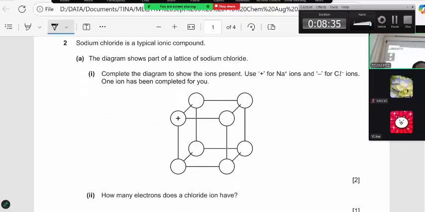Okay, let's look at this. Sodium chloride is a typical ionic compound. The diagram shows part of a lattice structure of sodium chloride. Complete the diagram to show the ions present. Use positive for sodium and negative for chloride. So it's like this: negative, positive, negative, positive, positive, negative, negative. Okay, so easy.